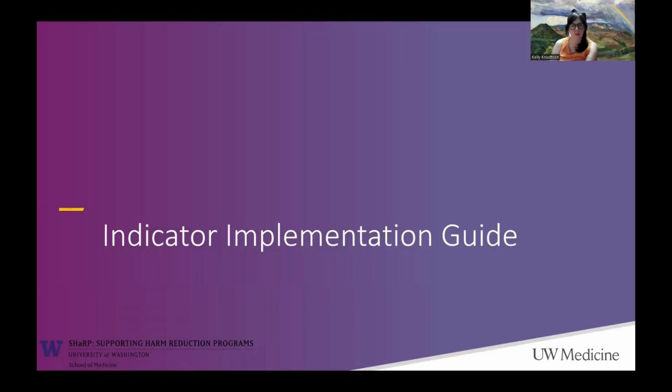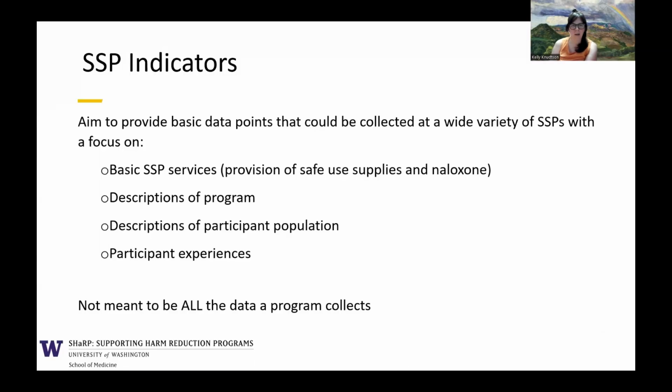Thanks, Sarah. Hey, everybody. So I'm going to talk a little bit about what's in the implementation guide and what to expect. And so to start off, I just want to talk about what we say when we say an SSP indicator. The indicators are basic data points that could be collected at a wide variety of SSPs, and they have a focus on a couple of topics. One, basic SSP services, so the provision of safe use supplies and naloxone, descriptions of the programs, descriptions of participant populations, and then some descriptions of participant experience.